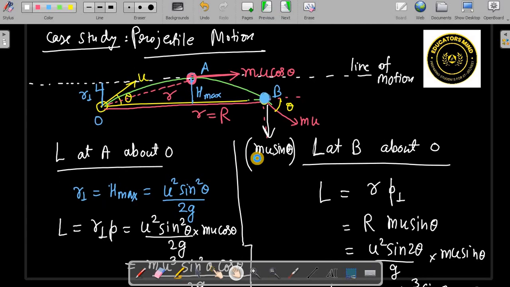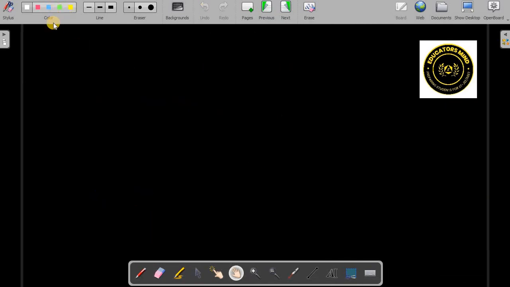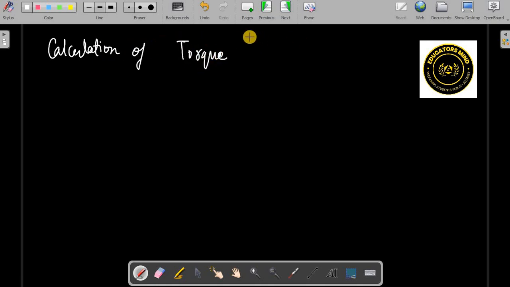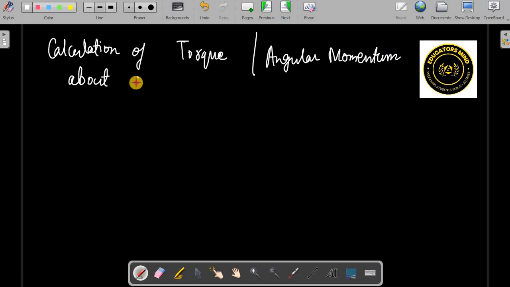Okay, now another thing that we can note is that angular momentum or torque, what we were calculating, is about a point. But what about if they give it about an axis? So calculation of torque, or you can say angular momentum, about an axis, because the calculations are similar, we are going to discuss this together.